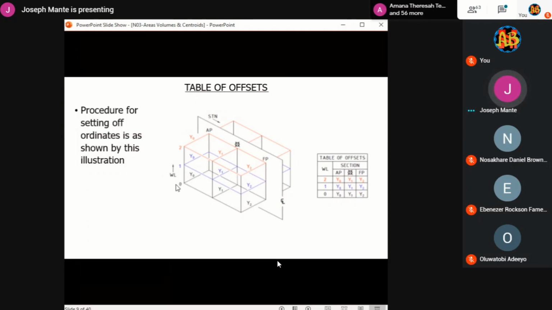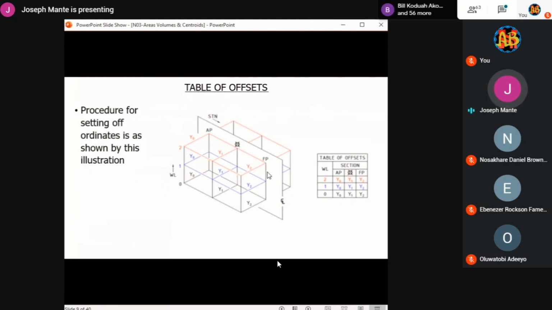Then you go to the last water line. That place you can calculate for Y0, Y1, and Y2. So these are the table of offsets. These are actually how you can read your table of offset.